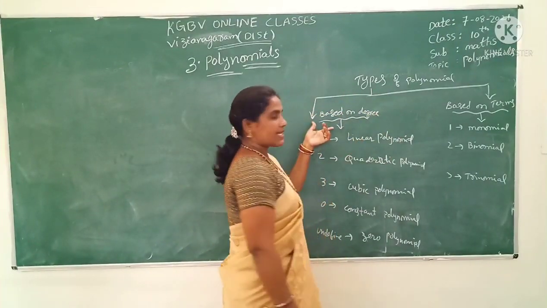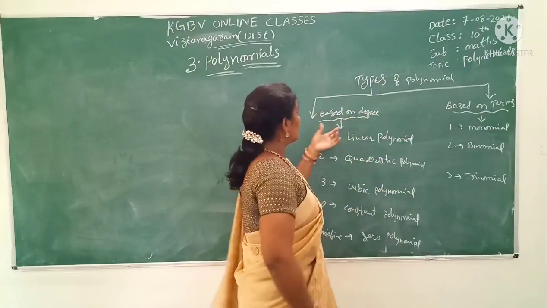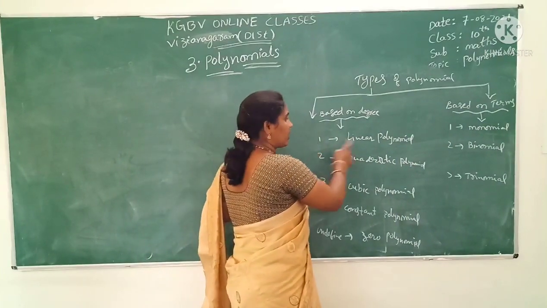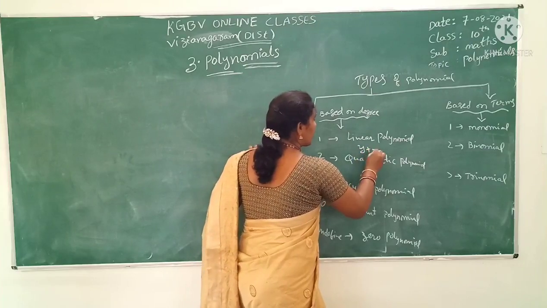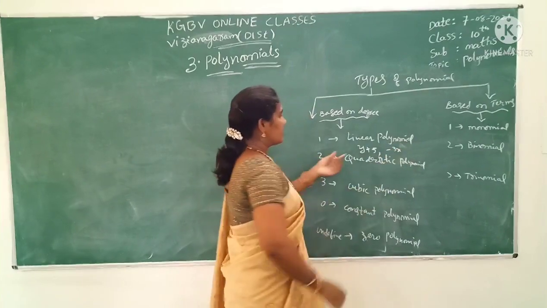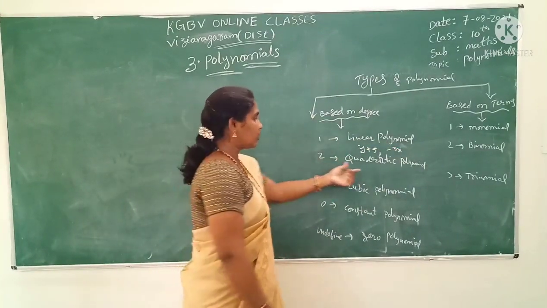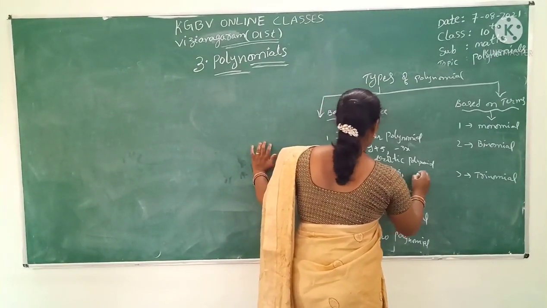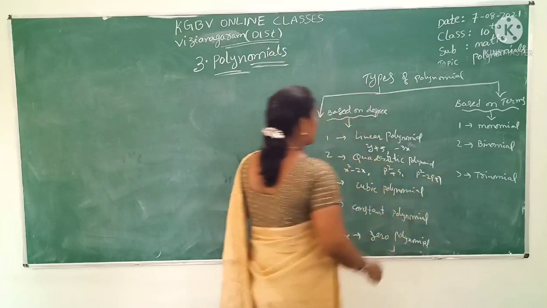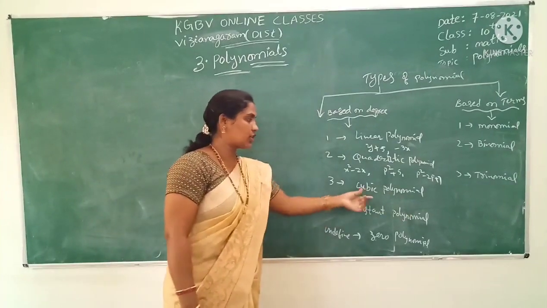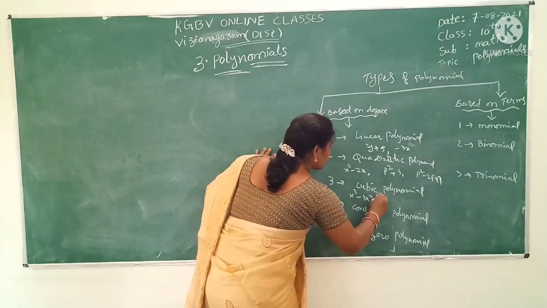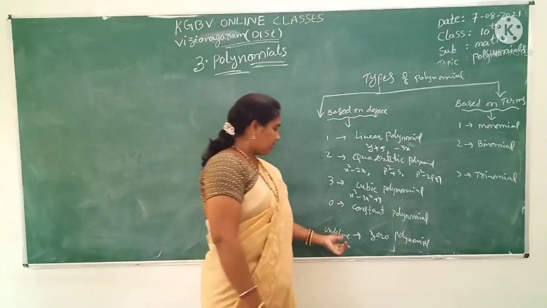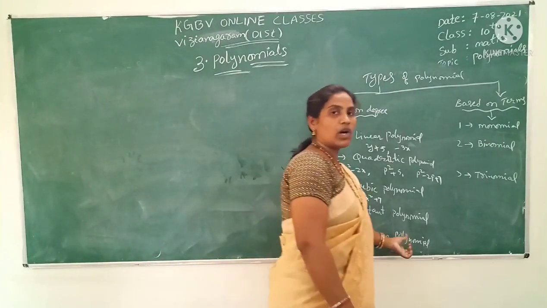Types of polynomials based on degree and based on terms. Based on degree, a polynomial having degree 1 is a linear polynomial. For example, y plus 5 minus 3x is a linear polynomial. A polynomial having degree 2 is a quadratic polynomial. x square minus 2x, p square plus 5, and p square minus 2p plus 7 are quadratic polynomials. A polynomial with degree 3 is a cubic polynomial. x cube minus 3x square plus 7 is also an example of a cubic polynomial. Degree 0 is a constant polynomial. The polynomial with undefined degree is the zero polynomial.